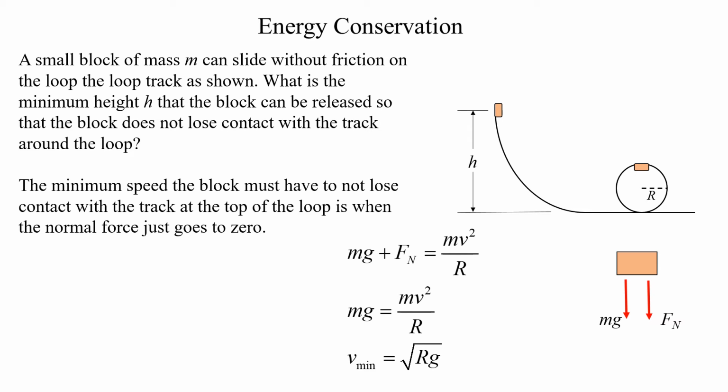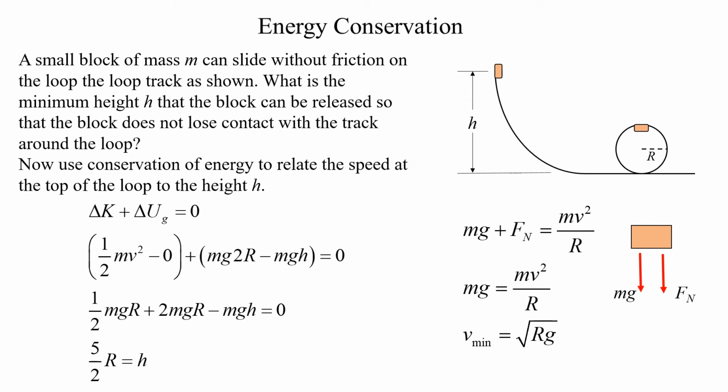So we set the normal force equal to 0 and we get mg equals mv squared over r. The m divides out. Solving for v, we get the minimum speed must be equal to the square root of rg. So the speed to make it through the loop must be greater than or equal to the square root of rg. All right, now we can use conservation of energy to relate that speed at the top of the loop to our initial height, h.